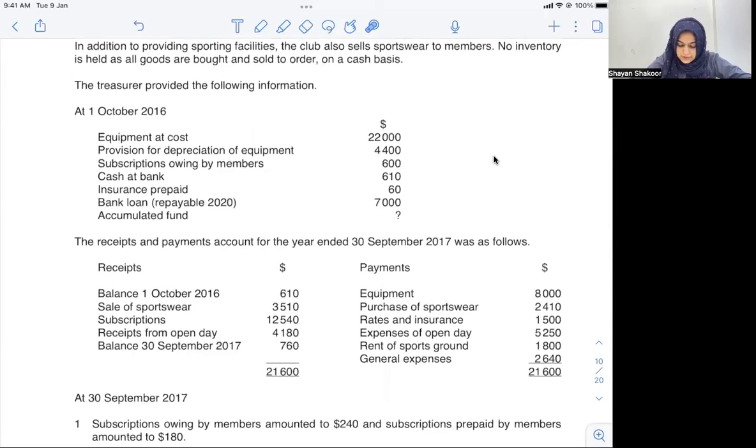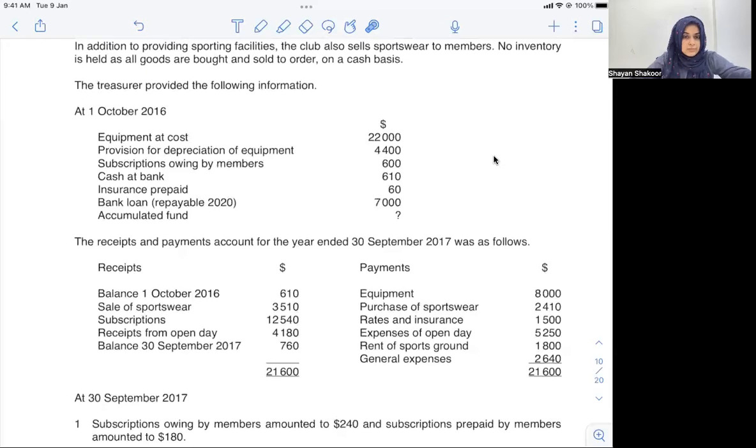Subscription owing by members. Last year we've given the service to members. However, a few of members have not paid us. So that is 600. It's our current asset. And then we have insurance prepaid. So last year we paid extra for an expense for this year. So that's $60, and then we have a bank loan that is 7,000.